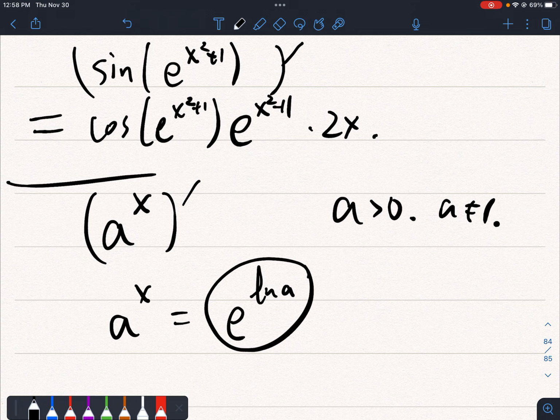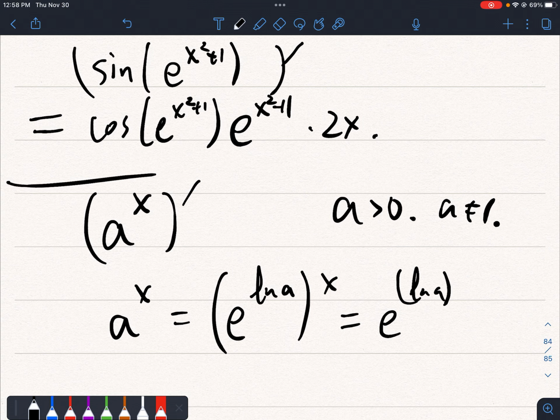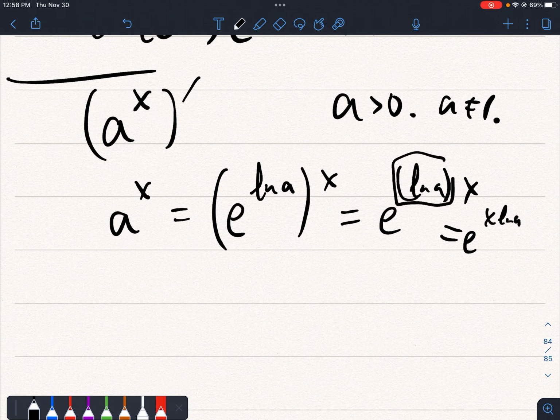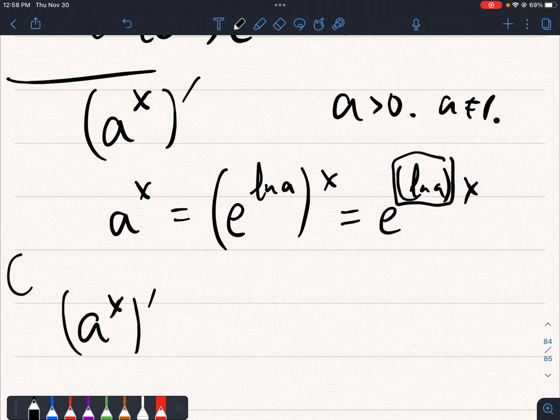Because we can write a to the x, because a is equal to e to the ln a, right? This is by one of the formulas in the logarithmic rules. And then you need to raise it to the power of x. So this is going to be e to the ln a multiplied by x, or if you wish, e to the x times ln a. It doesn't matter. The point is that it is e to some multiple times x. And then how to take its derivative?